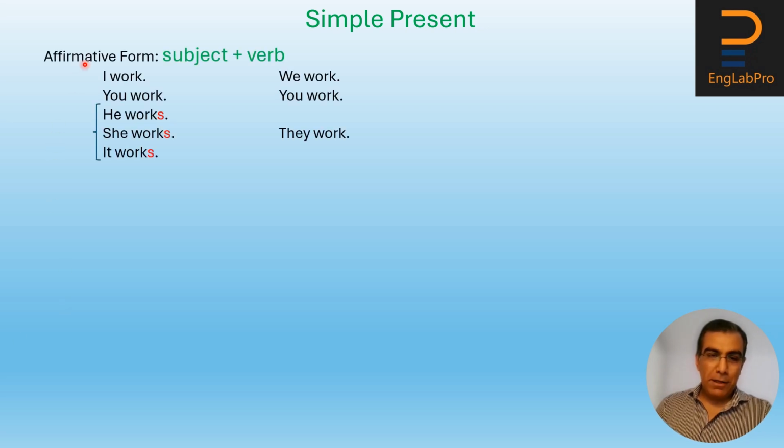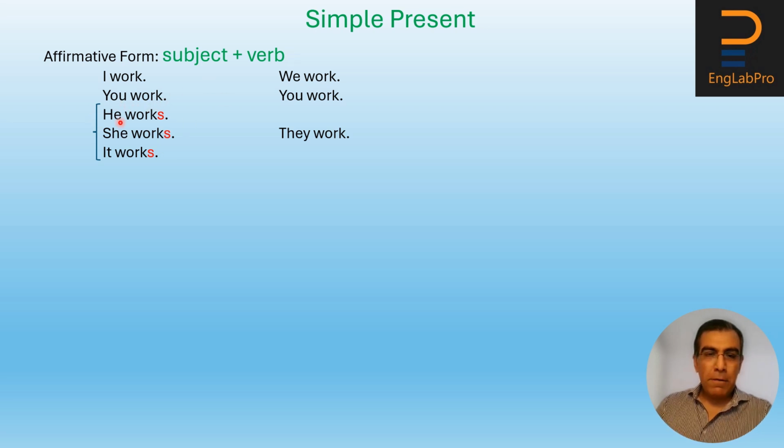Let's start with simple present. At first, we're going through its form. I mean, how we make sentences in simple present. First, the affirmative form. I mean, the positive form. We have the subject and then we have the verb in the sentence. I work. I is the subject and work is the verb. You work. You is the subject and work is the verb.